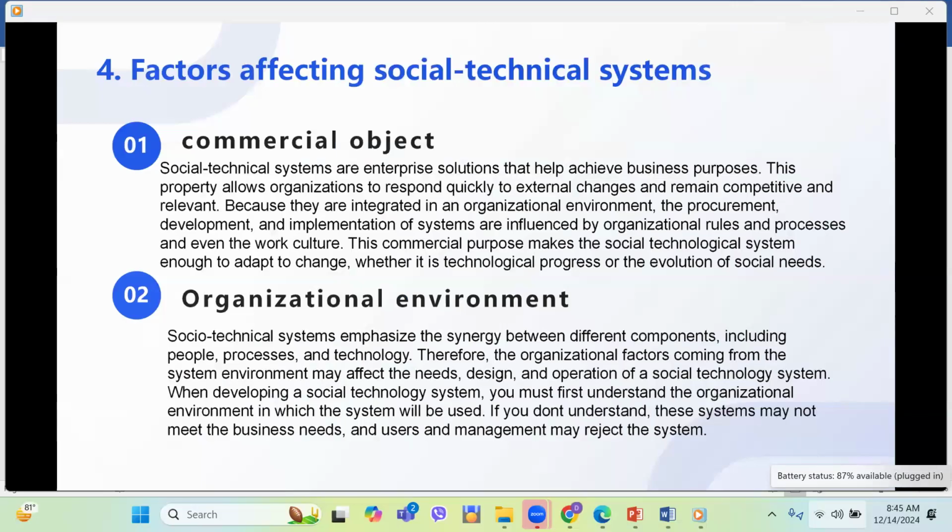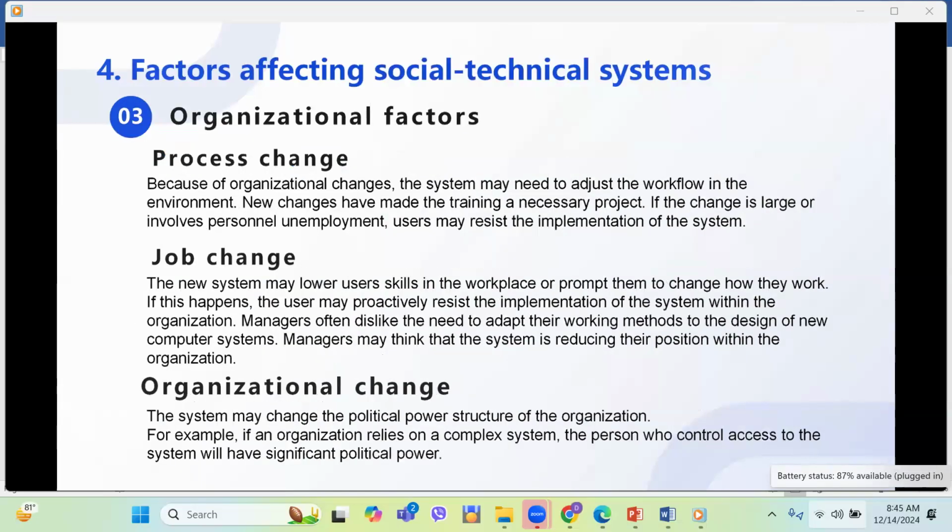Organizational factors. Process change. Because of organizational changes, the system may need to adjust the workflow in the environment. New changes have made training a necessary project. If the change is large or involves personnel unemployment, users may resist the implementation of the system.